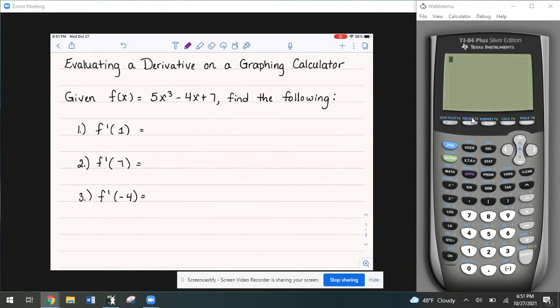All right, let's take a look at how to evaluate a derivative on a graphing calculator. So given this polynomial function, 5x cubed minus 4x plus 7, we're going to find the following values. We're going to find the value of f prime of 1, f prime of 7, f prime of negative 4. Now, we know how to do this by hand.